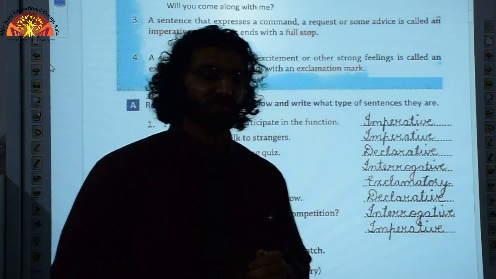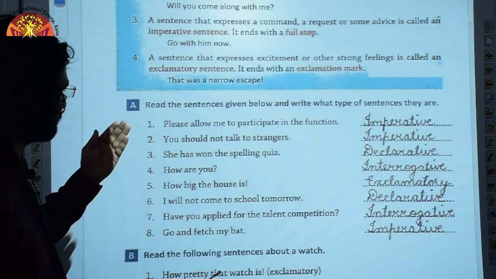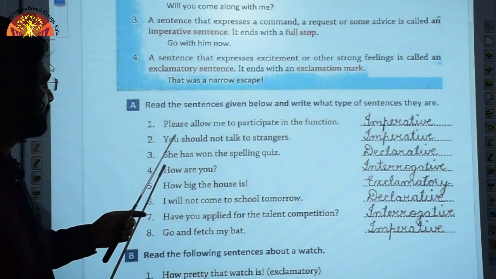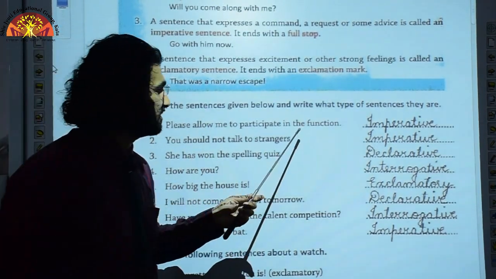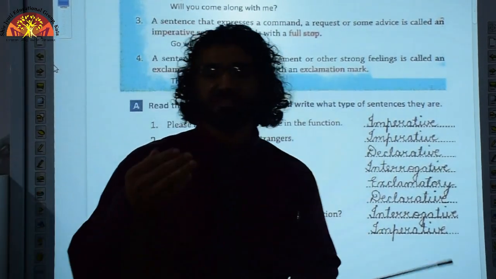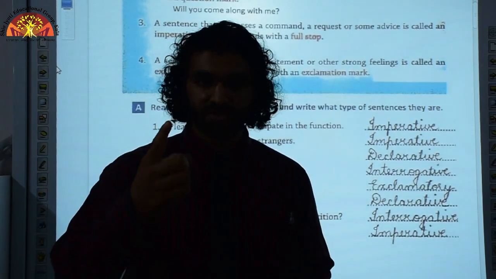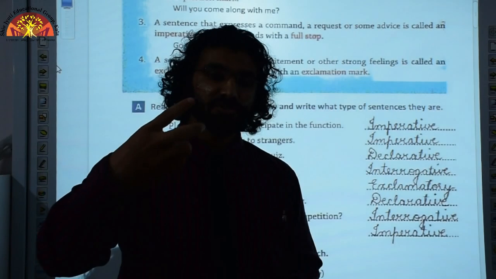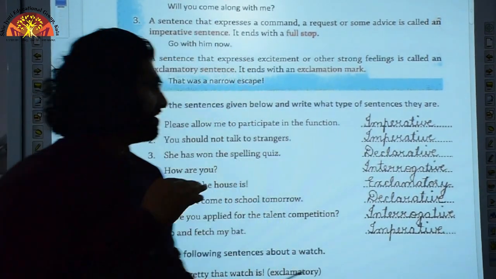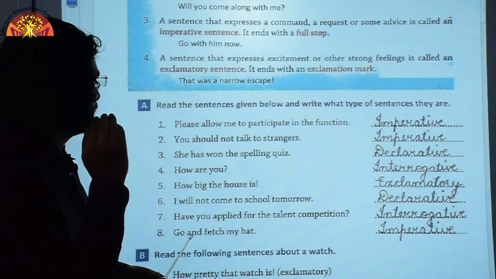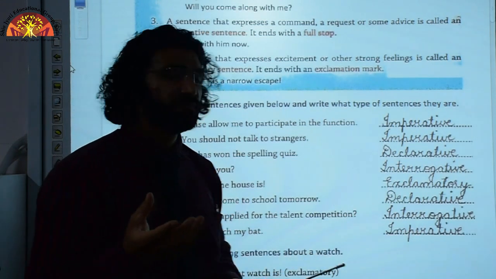As we have understood about the sentences and their types, I think we will be able to identify which sentence is of which type. So first one, please allow me to participate in the function. As I say, those sentences that express a command, an advice or a request, those are imperative sentences. Here, listen to this sentence very carefully. Please allow me to participate in the function.